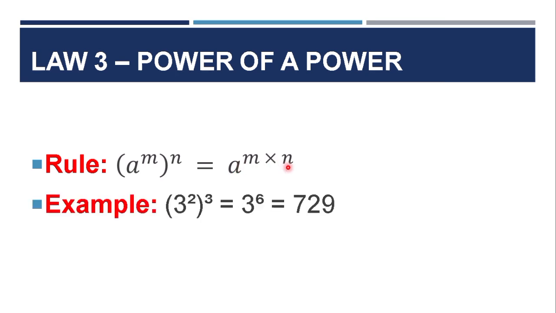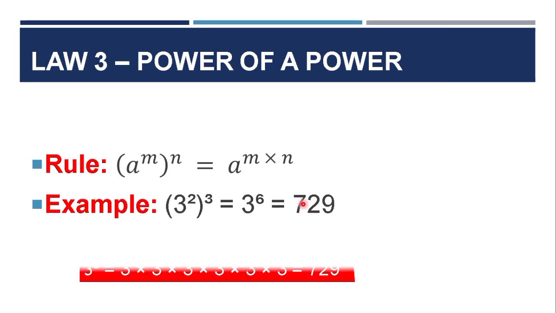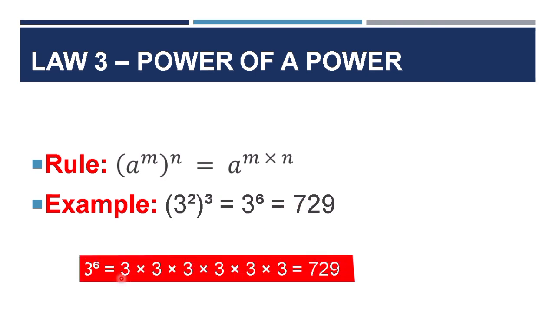For example, if you have 3 exponent 2, all exponent 3, this will give you 3 exponent 6. Why 6? Because we multiplied 2 by 3 to give us 6. So 3 exponent 6 will give you 729. If you multiply 3 by itself 6 times, you get 729.